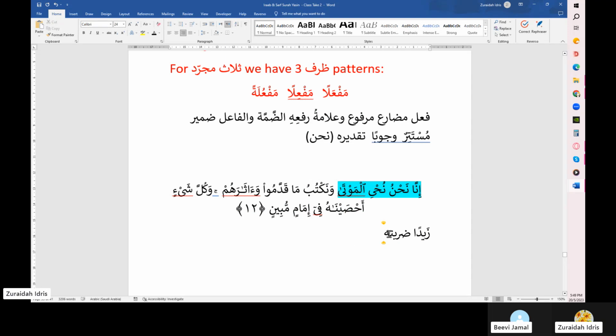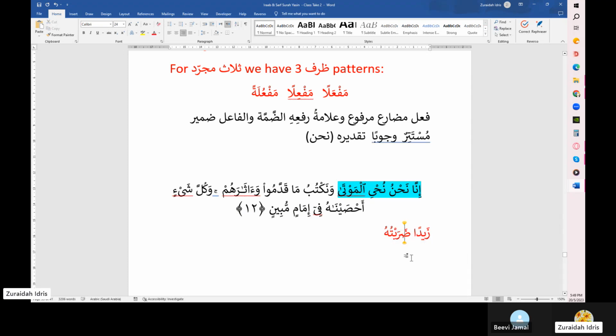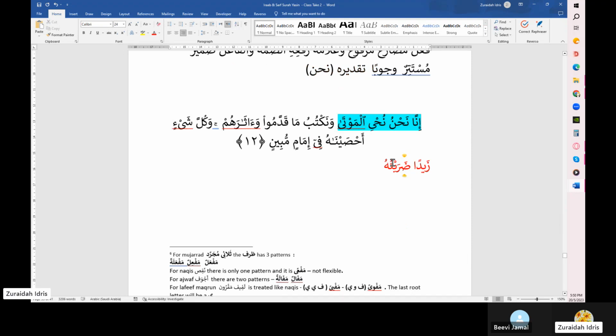Darabtuhu. So we have something like this: Zaidan darabtuhu, I hit him. So what is Zaidan here? This is a case of ishtighal. What do we mean by ishtighal? Darabtuhu here cannot be the fi'il for Zaidan. It couldn't have acted on Zaidan. It's not the amil for Zaidan, because it already has one here.